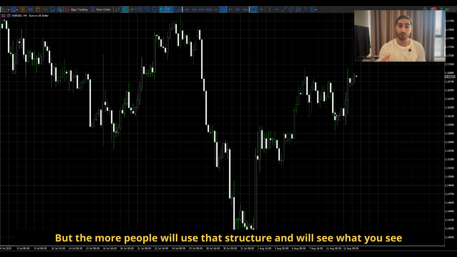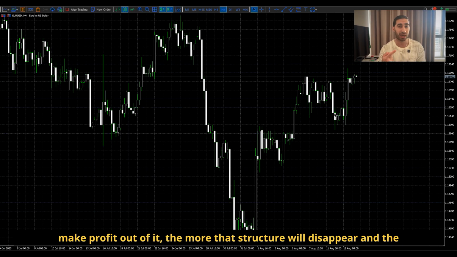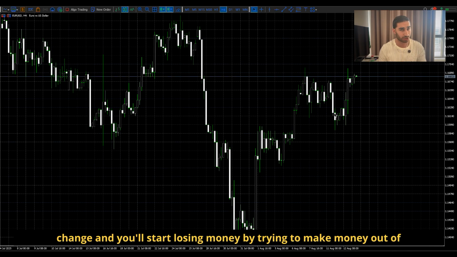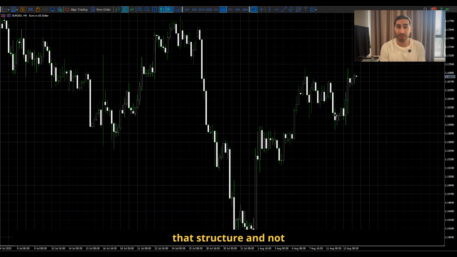But the more people use that structure and see what you see and trade and make profit out of it, the more that structure will disappear and the price dynamic will change, and you'll start losing money by trying to make money out of that structure and not understanding what's happening.